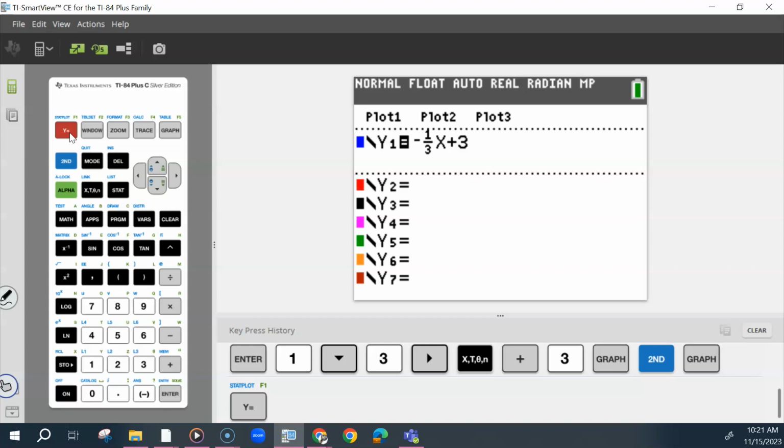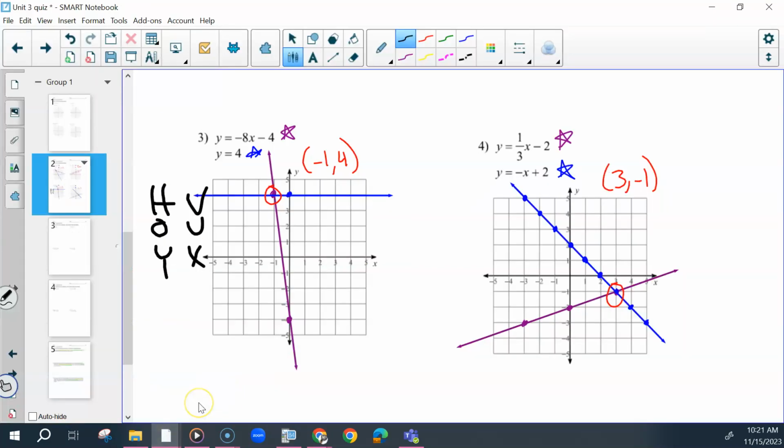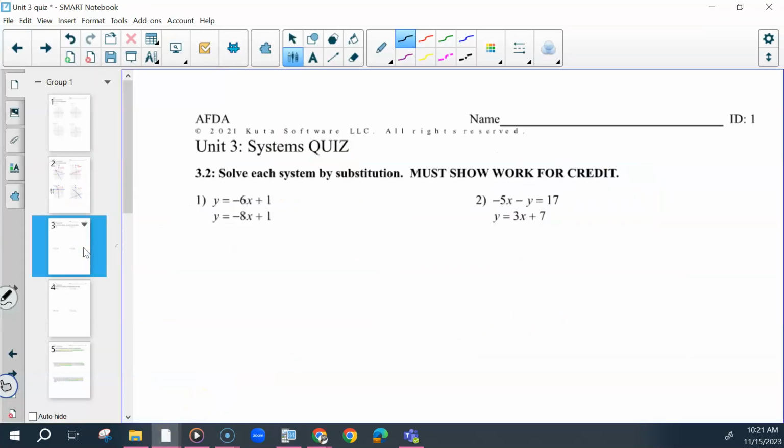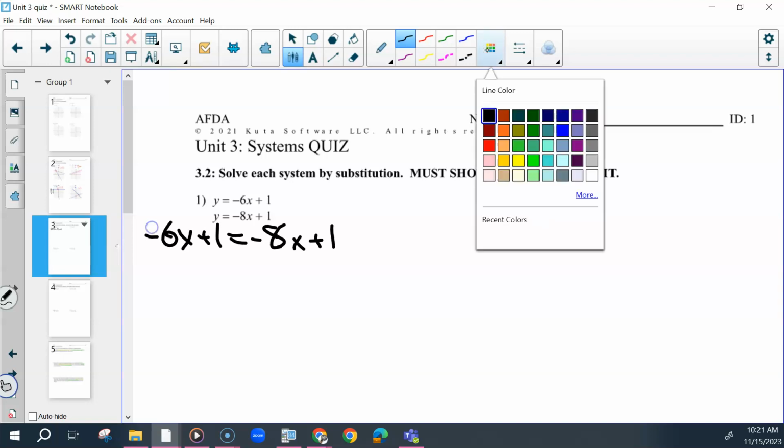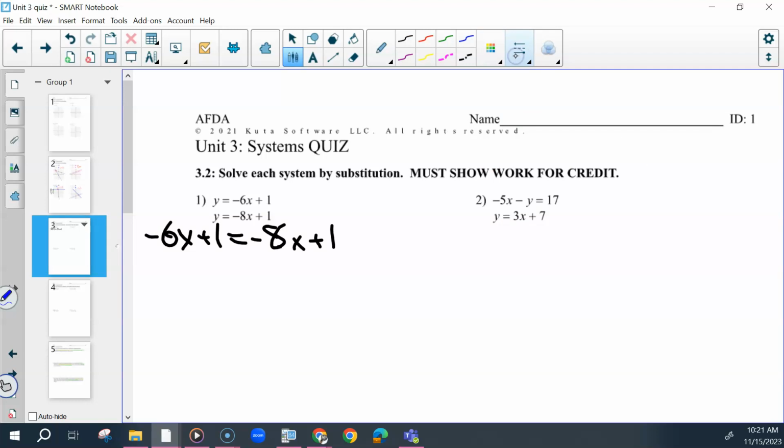For the next section, this was hit or miss for some of us. Alright, for substitution, this is where we take one equation and we substitute it into the other and solve. Some of us, based on the review, remember that we should have set these equal to each other. It did not matter if you put this on this side or vice versa.